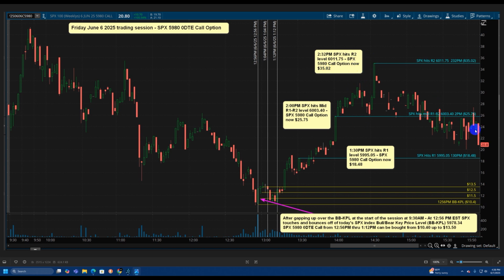$35.02. And as you can see here, towards the end of the day, if you'd held on to runners, then you're looking at about $20 a contract here at the end of the day if you held on to any runners.